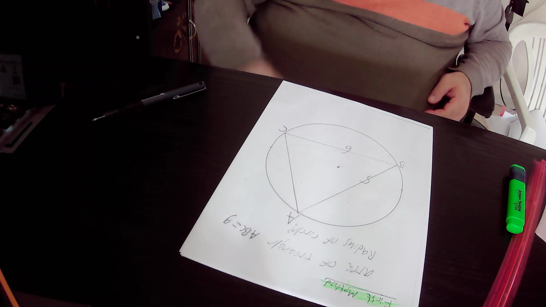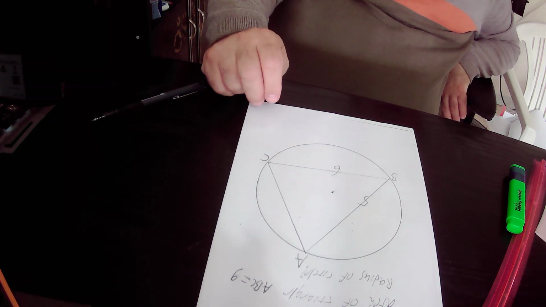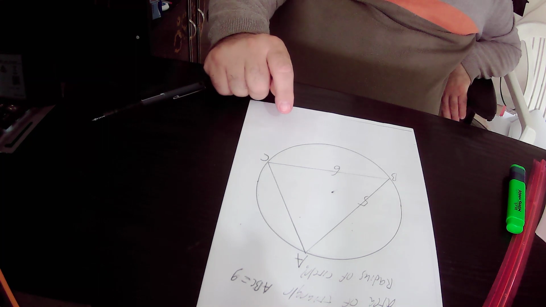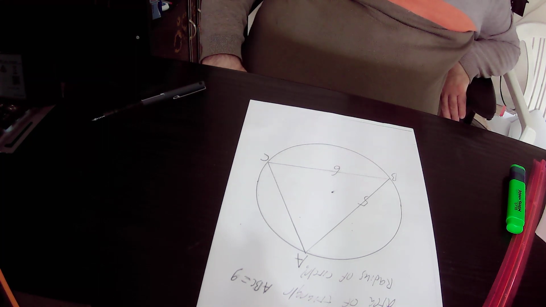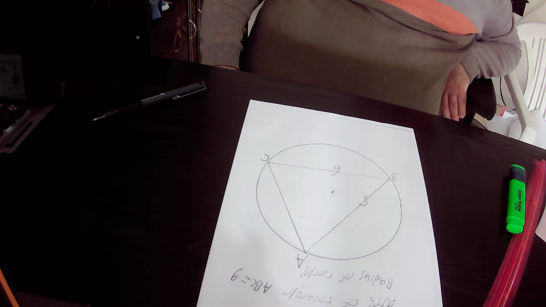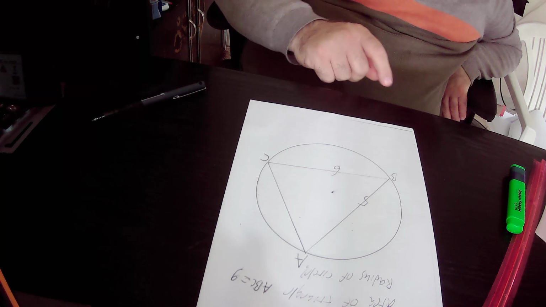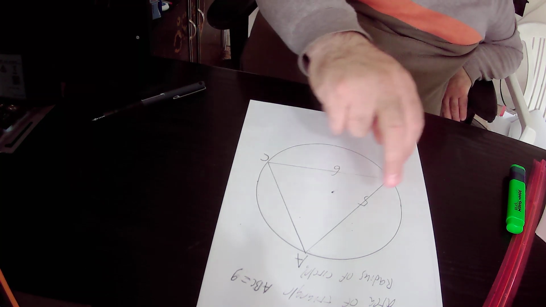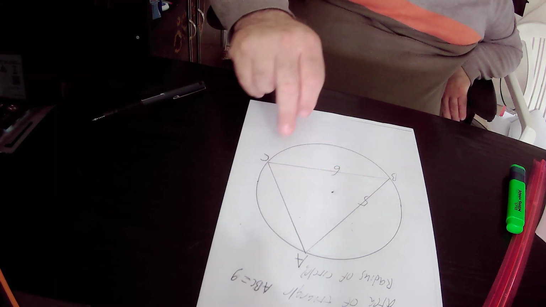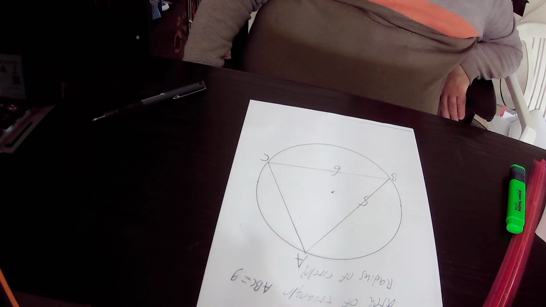So in the drawing, we have the circle and the triangle ABC is inscribed in this circle. We know that the area of triangle ABC equals 9 square units, side AB of triangle ABC equals 5 units, and side BC of triangle ABC equals 6 units. And we want to find out the radius of this circle that circumscribes triangle ABC. We'll start with the first method.